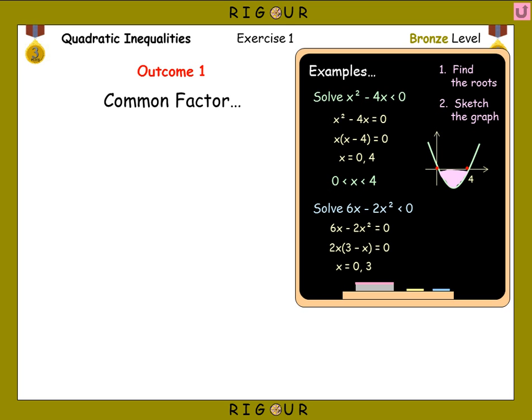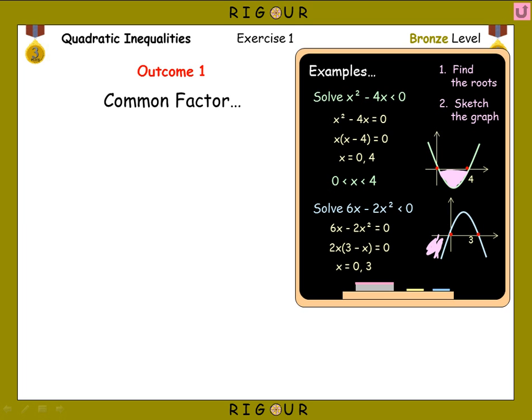Step number 2, as before, we sketch the graph, only this time because x squared is negative, it's going to give us a maximum with roots of 0 and 3. So the graph would look something like this. And we want to know again where it's less than 0. This time, again, it's going to be below the x-axis. We've got the function being less than 0 in 2 different places, and I'm showing them in pink.